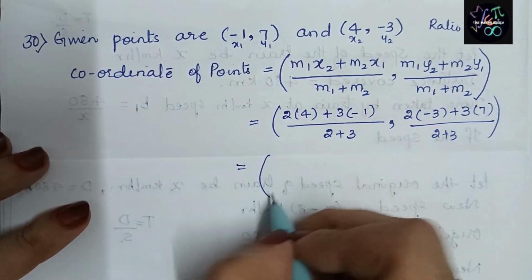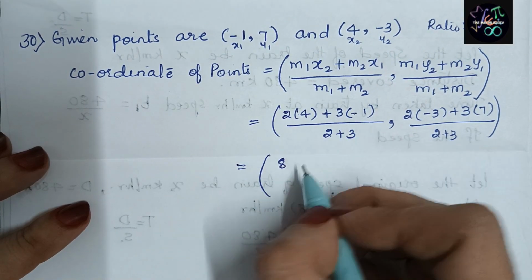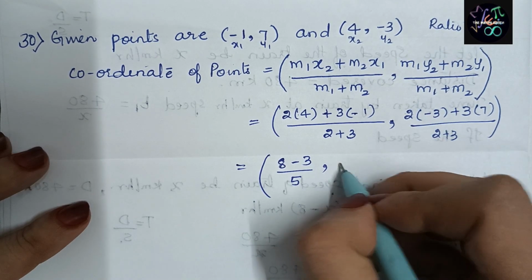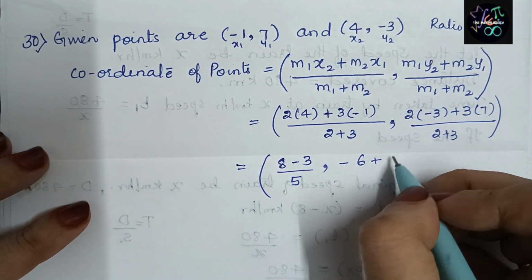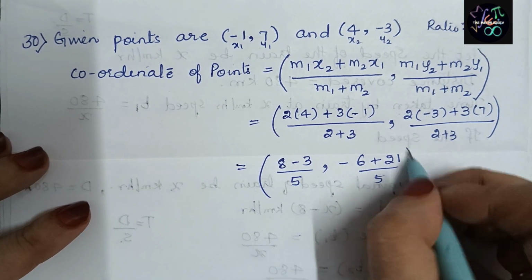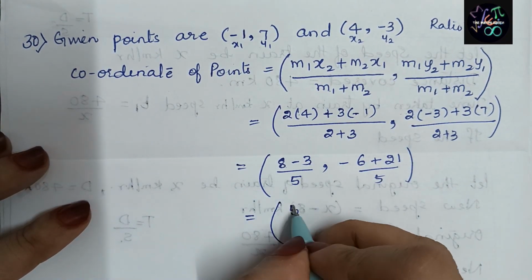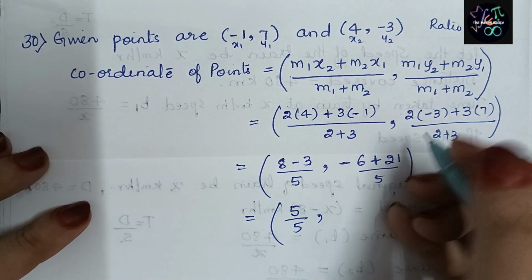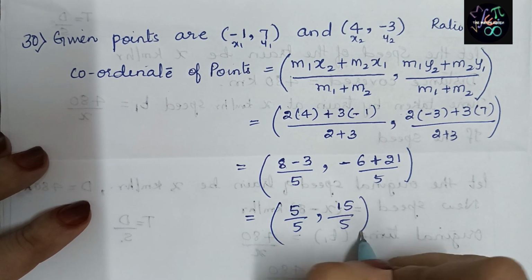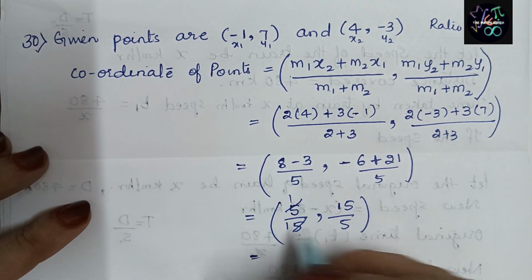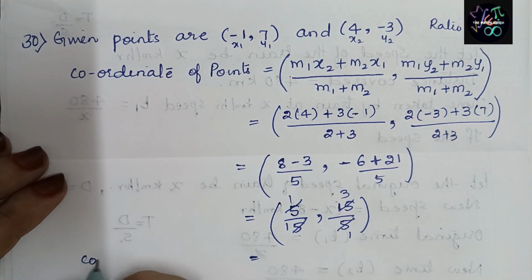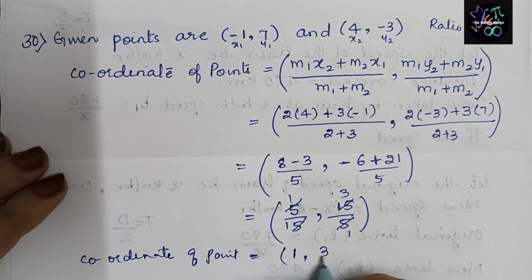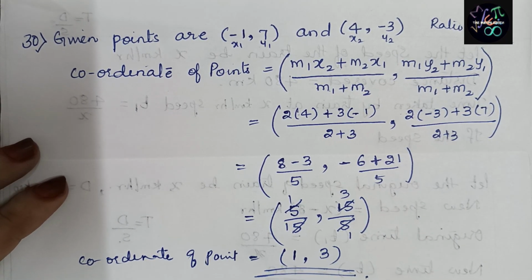Next, 2 fours are 8, plus 3 times -1 is -3, over 2 + 3 is 5, comma, 2 times -3 is -6, plus 3 sevens are 21, upon 2 + 3 is 5. That equals 8 - 3, which is 5, by 5, comma, 21 - 6 is 15, taking the sign of the bigger number, plus 15 by 5. So the 5s get cancelled, 5 ones are 5, 5 threes are 15. The coordinate of the point they have told us to find is 1 comma 3. This is our answer. So next question, a very important question this is.